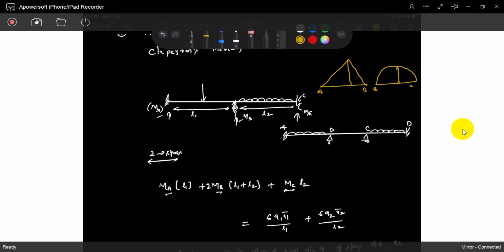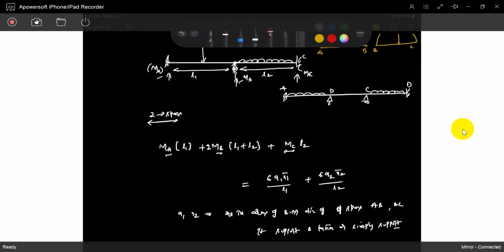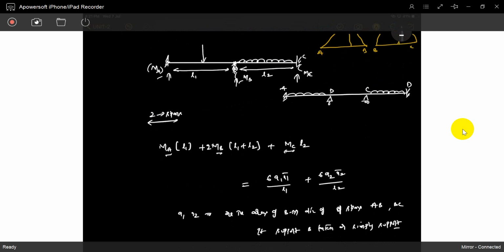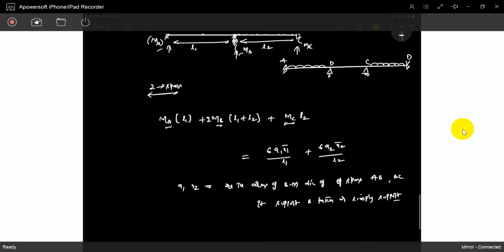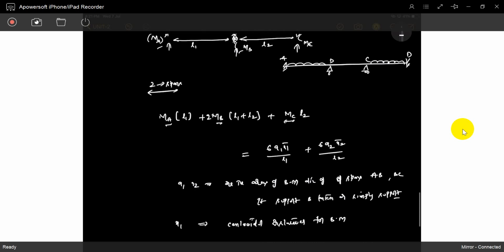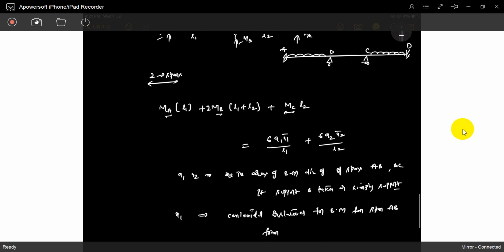So the areas of the bending moment diagrams A1 and A2 are the areas of the bending moment diagrams of span AB and BC if the support B is taken as simply supported. So you can easily calculate it, because it is taken as simply supported. We can write down the bending moment diagram, very simple. And what is X1, X2? X1 is the centroidal distance for the bending moment diagram for span AB from A.